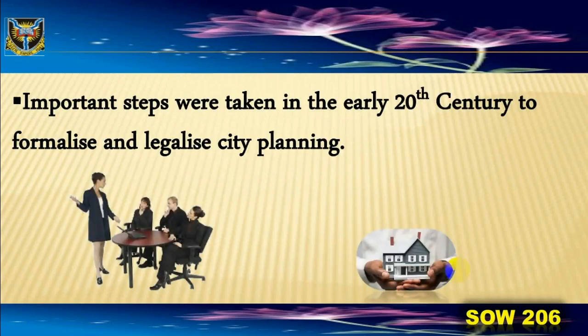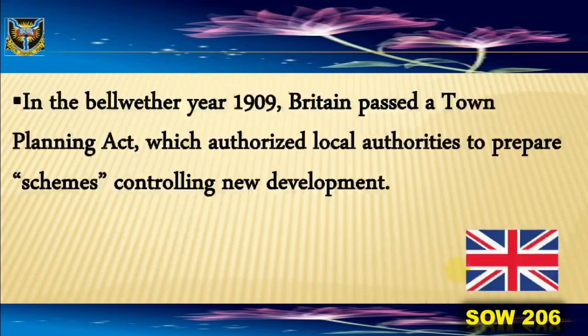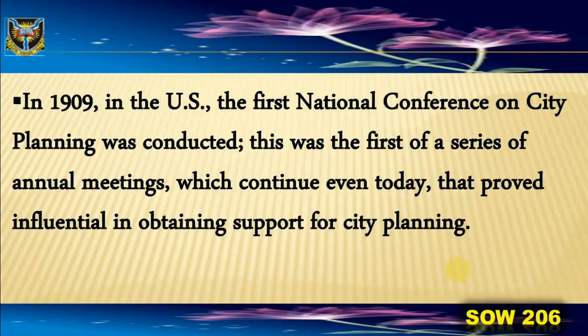Important steps were taken in the early 20th century to formalize and legalize city planning. In the bellwether year 1909, Britain passed a Town Planning Act, which authorized local authorities to prepare schemes controlling new development. In 1909, in the US, the first National Conference on City Planning was conducted. This was the first of a series of annual meetings, which continue even today, that proved influential in obtaining support for city planning.